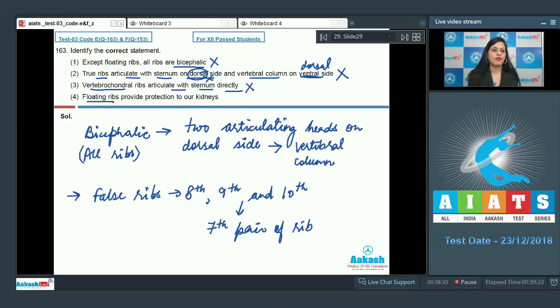The last statement given is floating ribs provide protection to our kidneys. This is a direct line from your NCERT and is a correct statement. So this is the correct answer to our question. So correct answer is option number 4. Let's proceed to the next question.